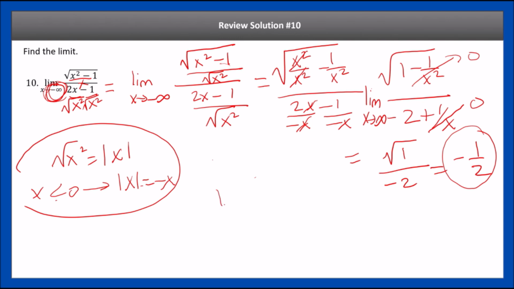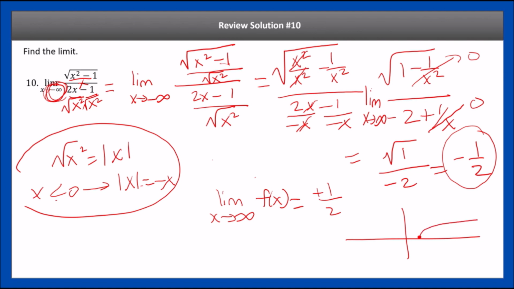If I were to do the limit as x approaches positive infinity of this function, I'm just going to call the function f of x, then we get positive 1/2, all right? And so what that indicates is that this graph is going to look kind of like this, where the right side approaches positive 1/2 and the left side approaches negative 1/2, okay? So that's sort of how the function looks, with two different asymptotes on either side. So the answer is going to be negative 1/2 for this limit. So this one's an interesting one, which is why I wanted to provide it.